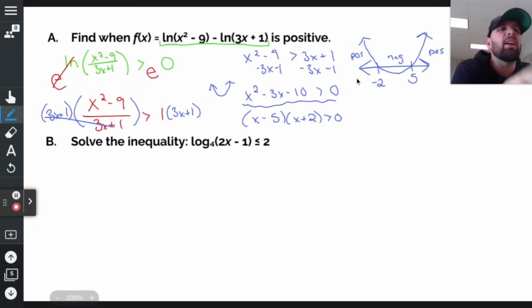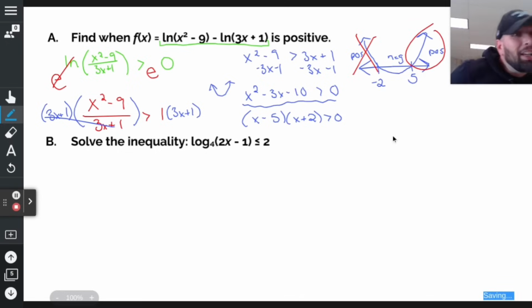I'm sorry, less than negative 2, but wait a minute. I can't plug in negative 2 into here. If I plug negative 2 into there, that would be 3 times negative 2 plus 1. 3 times negative 2 plus 1 is a negative. I can't take the ln of a negative. You don't count. I can't count you. So the only numbers that do count are, if I plug in 5, I could plug in 5. The only numbers that do count are 5 and above.